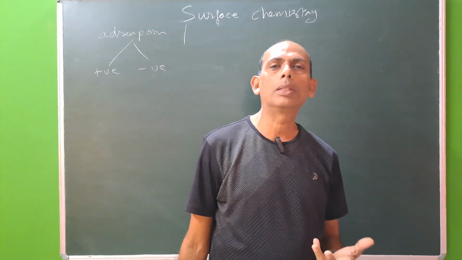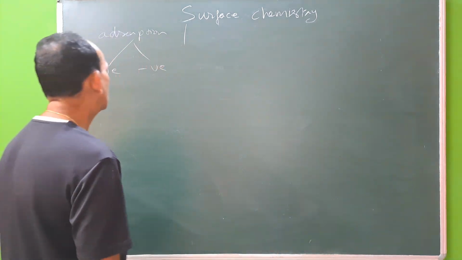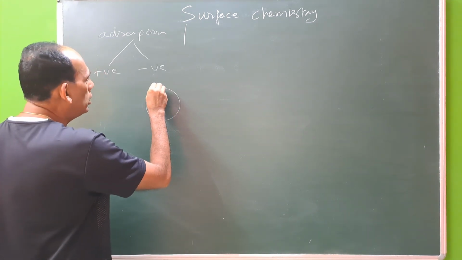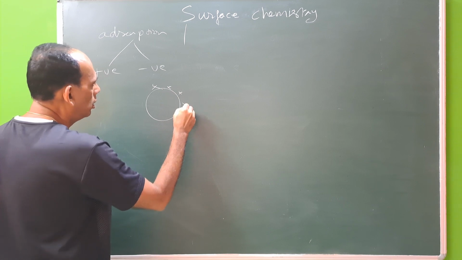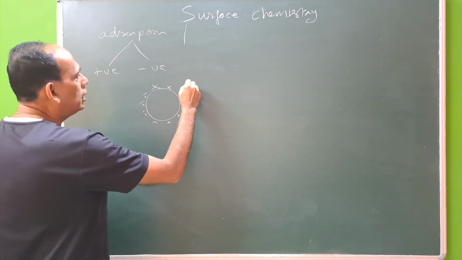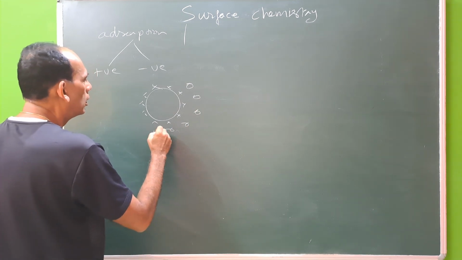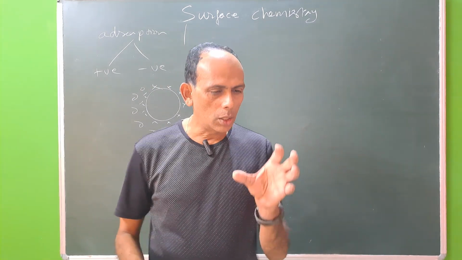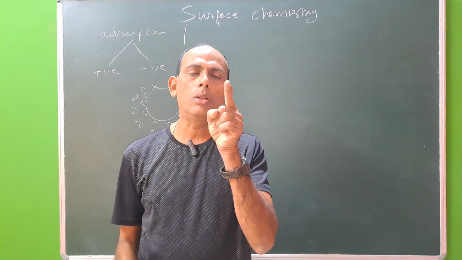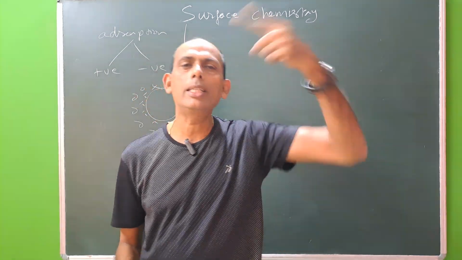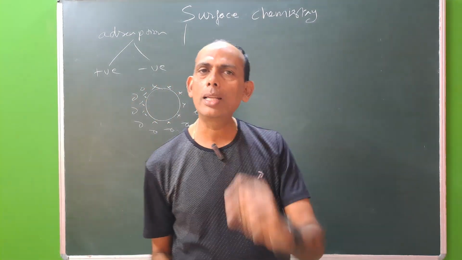Then what is negative adsorption? Negative adsorption is like this. When you have a surface and the concentration on the surface of an adsorbent is lesser, where here the concentration is more. I hope you got this. Negative adsorption is when the concentration of adsorbate on the surface of an adsorbent is lesser than its concentration elsewhere. That's called negative adsorption.